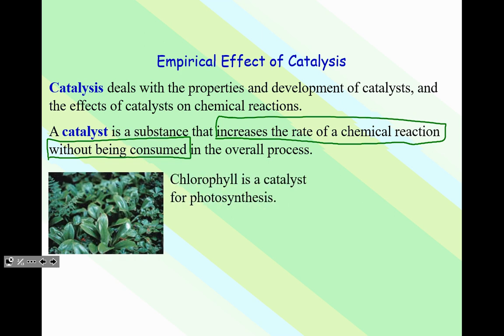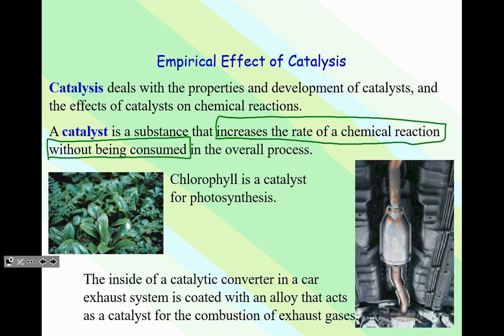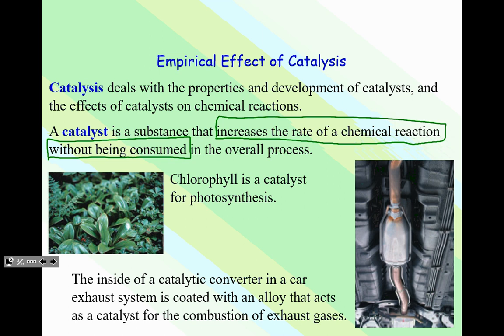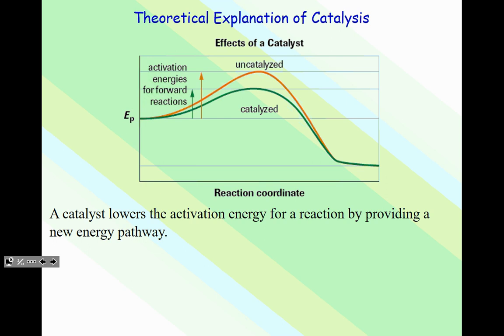So chlorophyll is a catalyst for photosynthesis, which is pretty cool. The inside of a catalytic converter in a car exhaust system is coated with an alloy that acts as a catalyst for the combustion of exhaust gases. So that's pretty cool. We use catalysts everywhere, and catalysts are actually found in nature, but they're more like enzymes.